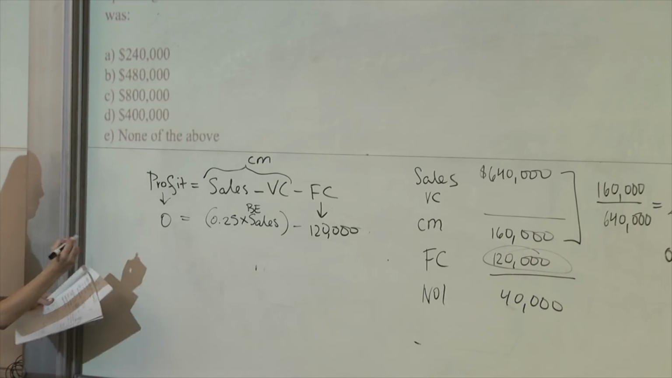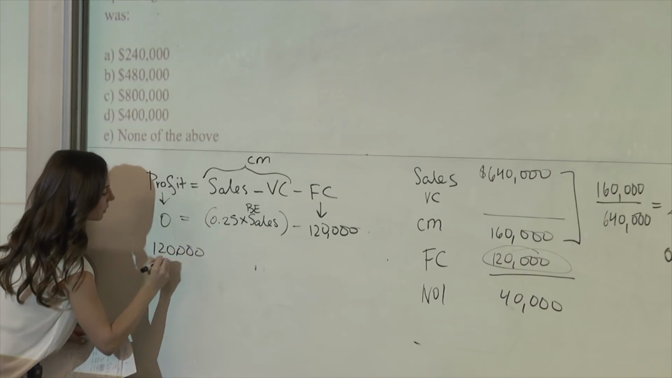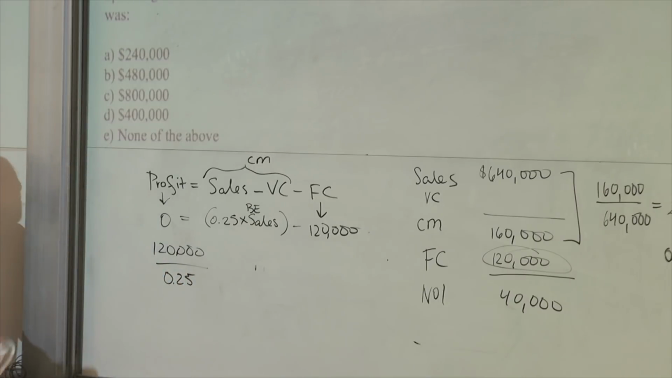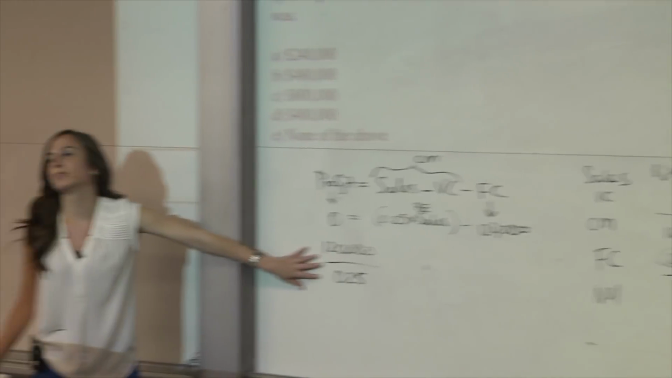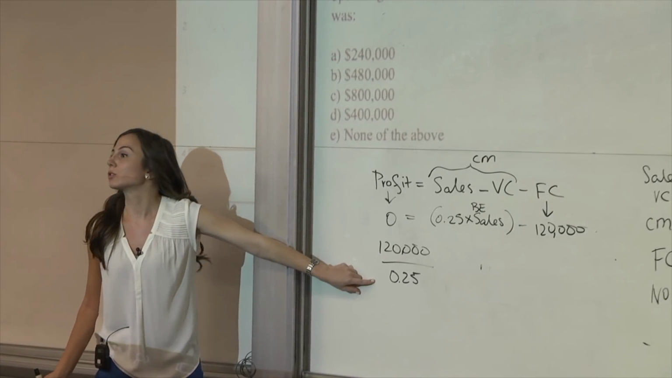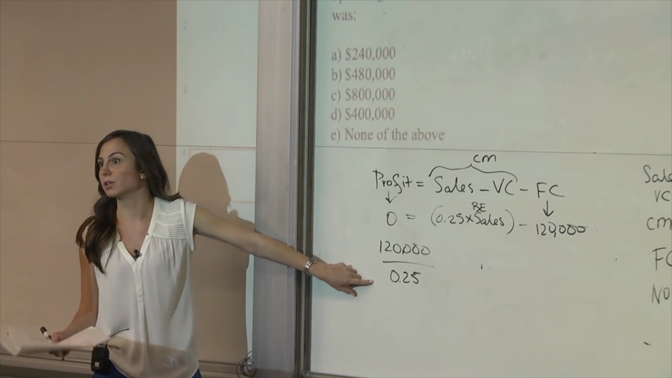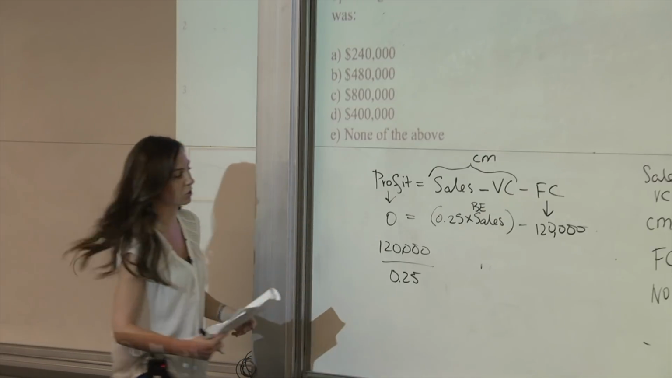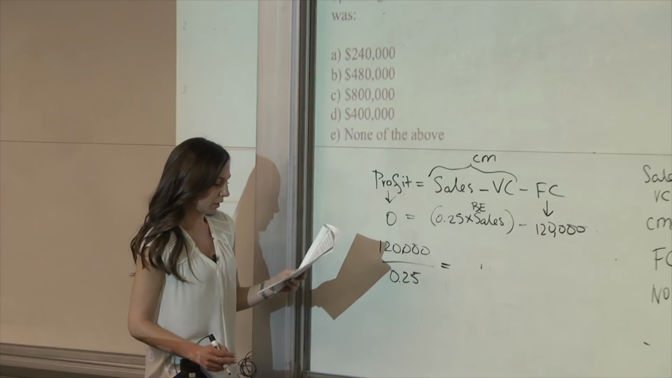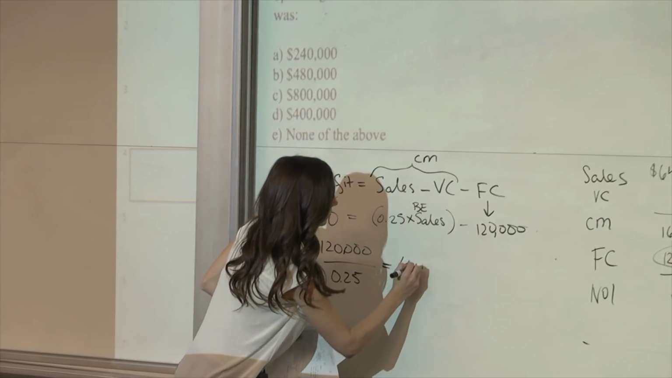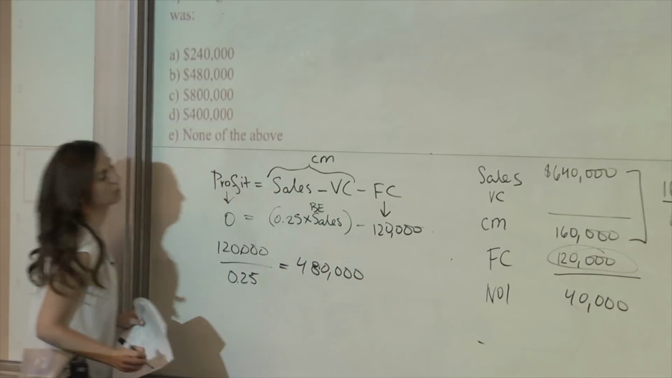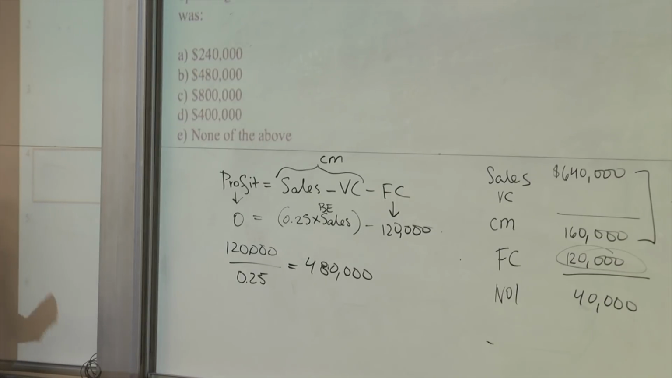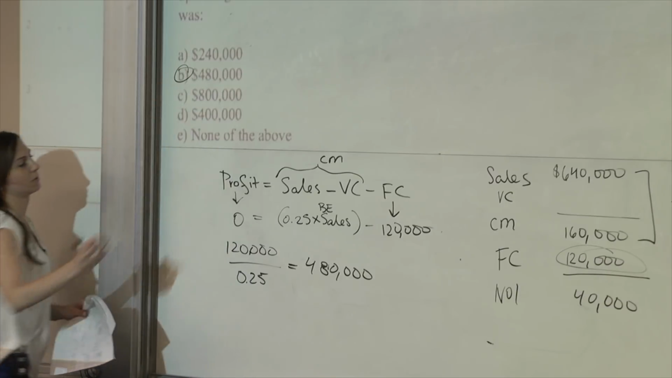So this simplifies to 120,000 over the ratio, which is why in your book you'll see as a formula the fixed cost over the contribution margin ratio will give you the break-even sales. That's really all just coming from this. It's derived from this main formula. So then we arrive at 480,000 for the break-even point in sales. And that's choice B.